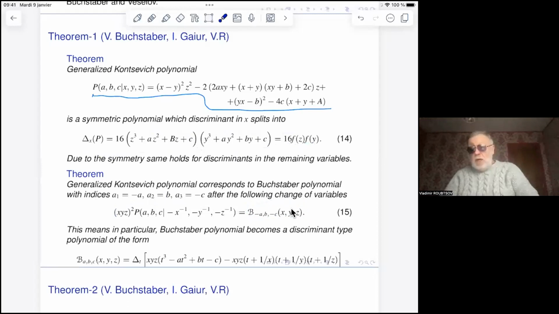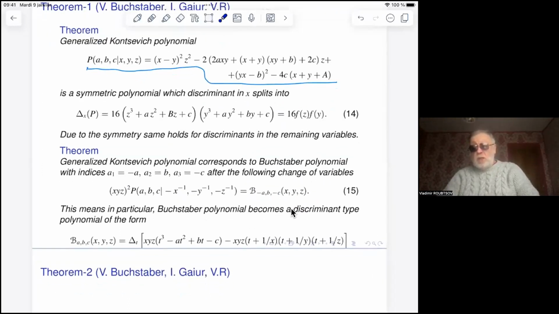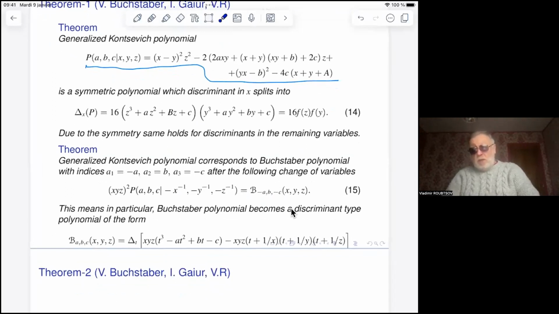It means, in particular, that this Buchstaber polynomial can also be considered as a discriminant of some quadratic polynomial. So we have this in parameter t, this cubic, this development in terms of roots. Now the roots are minus 1 over x, minus 1 over y, minus 1 over z. And then if we rewrite this discriminant, we explicitly obtain the Buchstaber polynomial.